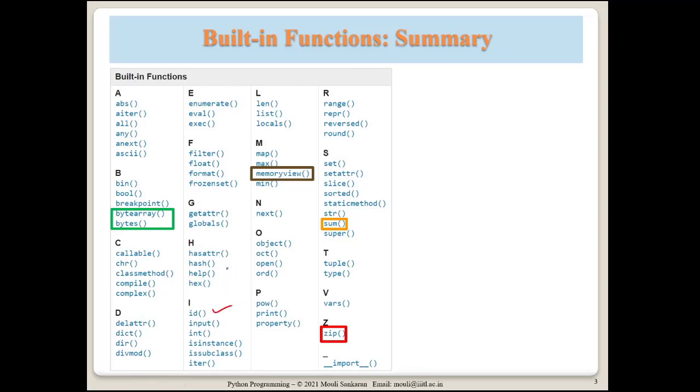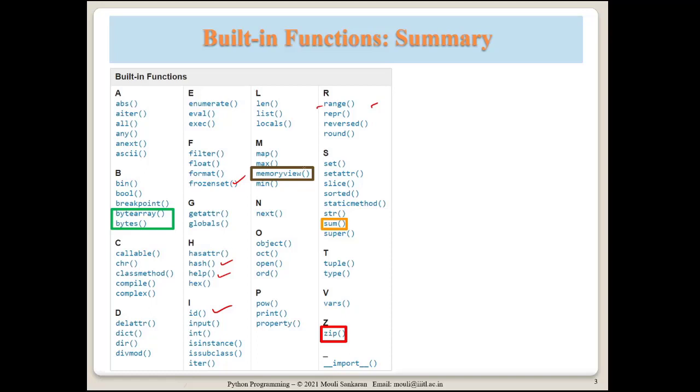We have seen a lot of these. Hash we have seen, help we have seen, I think frozenset we have seen. There are many of them. We have range and length and all those things. I am just picking up some of those built-in functions. So what does built-in function mean? You don't need to import any special library; the Python language itself has those functions defined in the language.